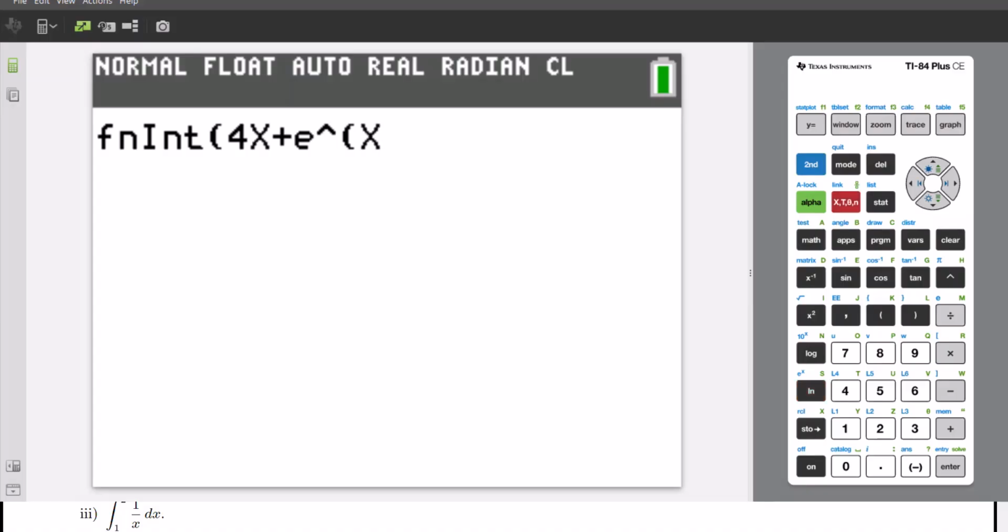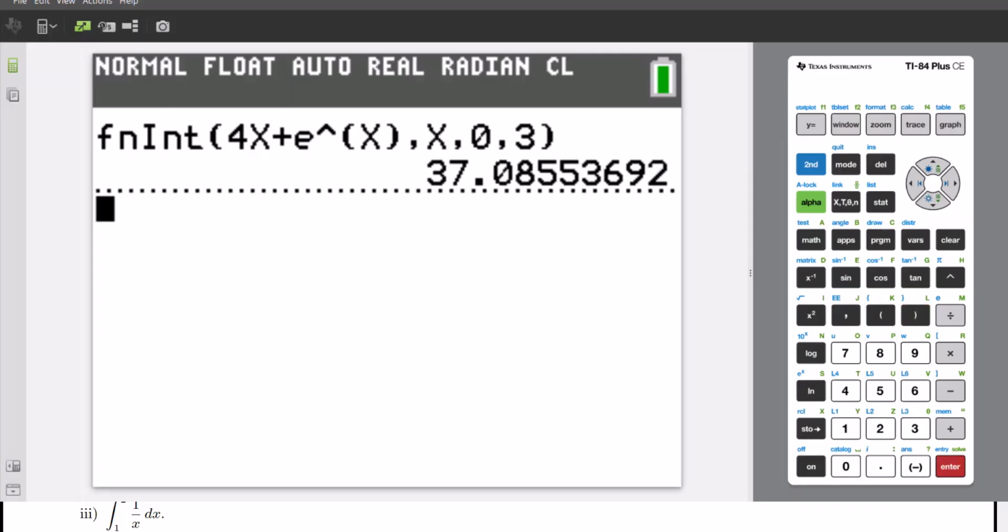I need to put the x variable, and I need to close the parentheses, so that way the power is basically finished. Then the next thing I do is put comma, tell the calculator the variable I used, then comma again, give it the lower bound, comma again, give it the upper bound, and then close the parentheses. So that's how it's going to look when you type it all in, and you're going to hit enter, and it's going to be a decimal on screen.